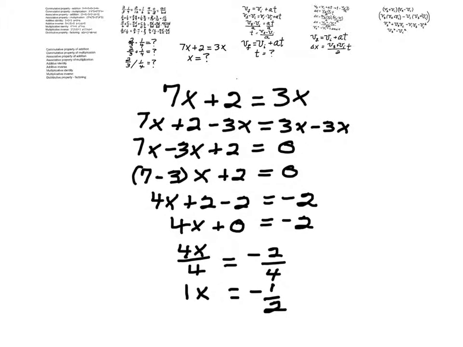So the first thing I do is I bring the 3x over to the side where the x is, because we have to collect our x's, so to speak. So how do I do that? I do the additive inverse. So I take 3x and I subtract 3x. I have to do that to both sides of the equation. That's the basic rule, right? Whatever you do to the left side, you do to the right side.